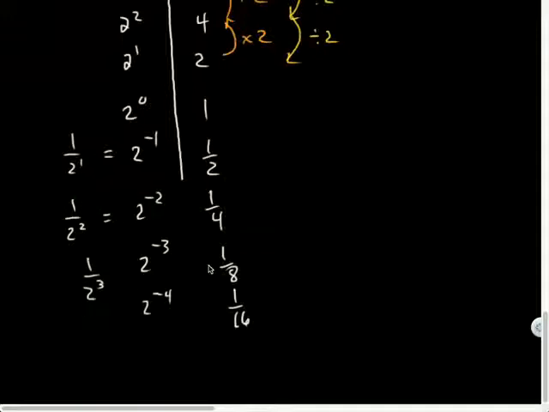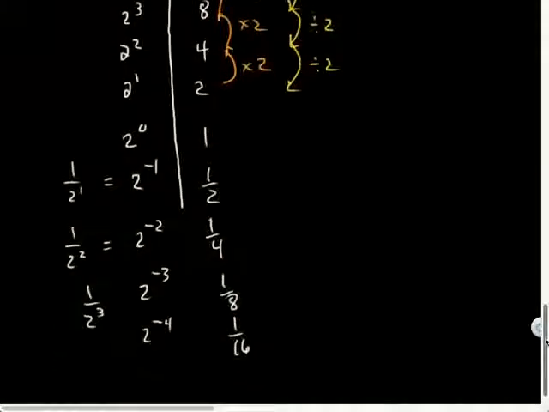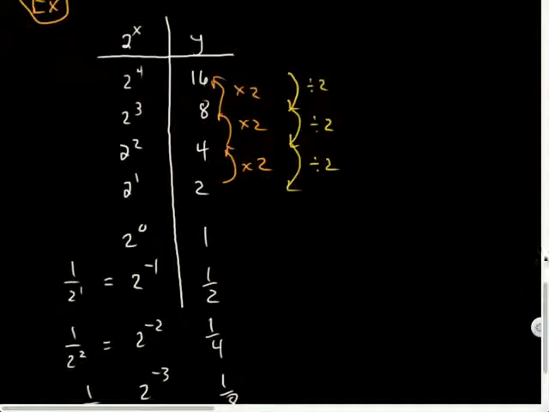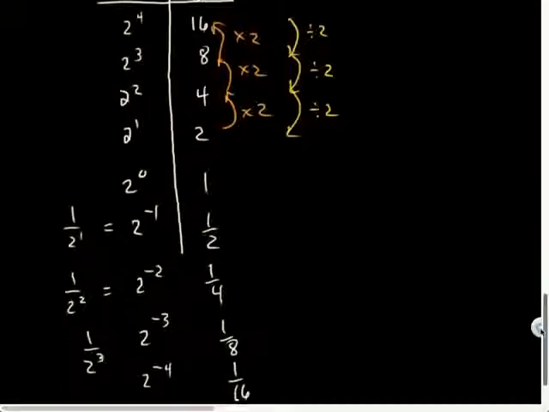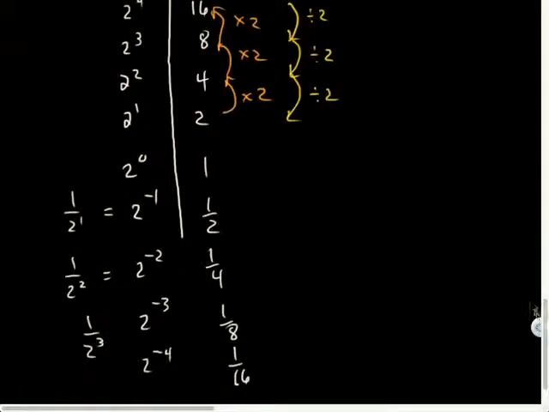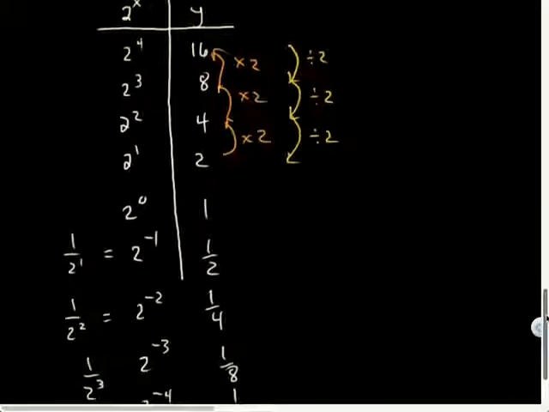1 over 2 to the third. 2 to the third is 8. Okay? So that's some good knowledge right there to remember. So I just think sometimes this table can help us with our understanding of 0 exponents and negative exponents.